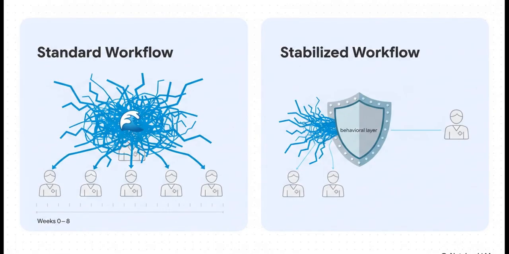Now, here's where it gets really interesting when you see the contrast. In a standard workflow, what happens? Every single patient question, every bit of uncertainty they feel, it all hits your clinical staff directly. It just creates this chaotic, unpredictable fire hose of support requests. But a stabilized workflow slots in a behavioral layer that is built specifically to absorb and filter all of those predictable, high-volume, low-stakes needs before they ever burn out your clinical team.